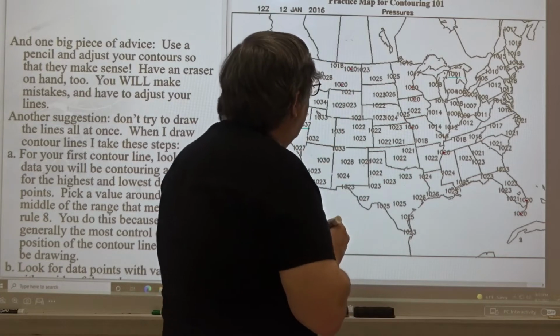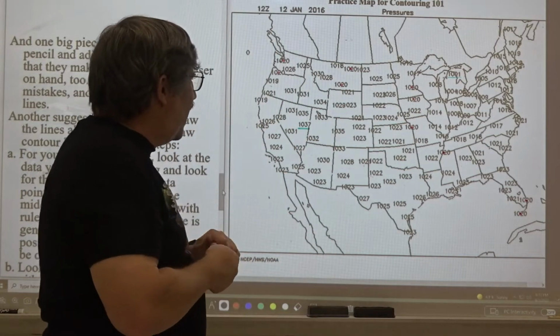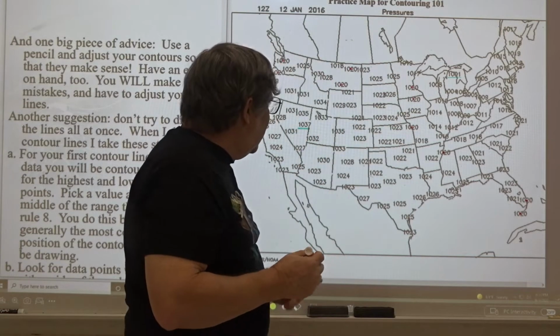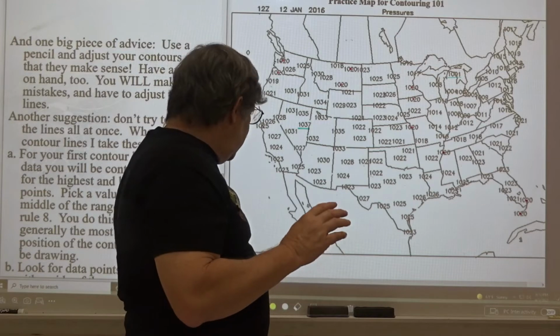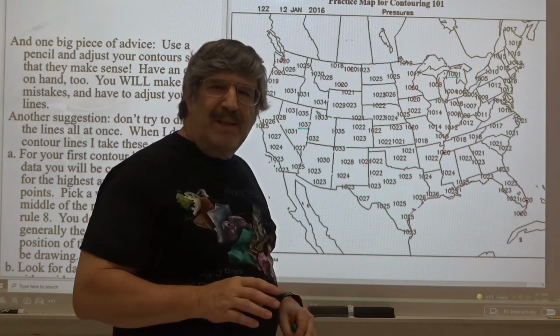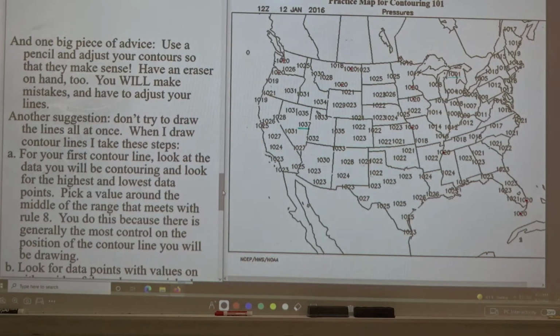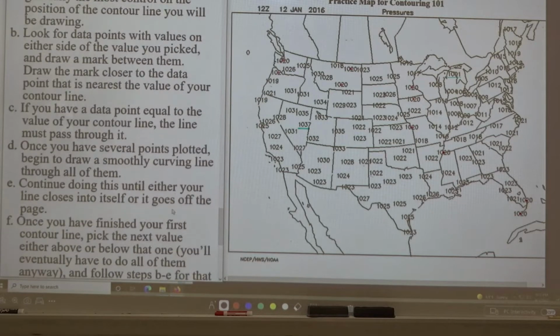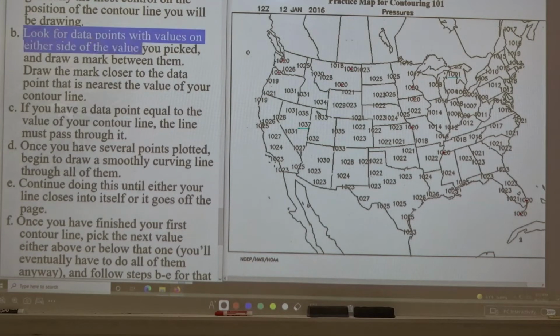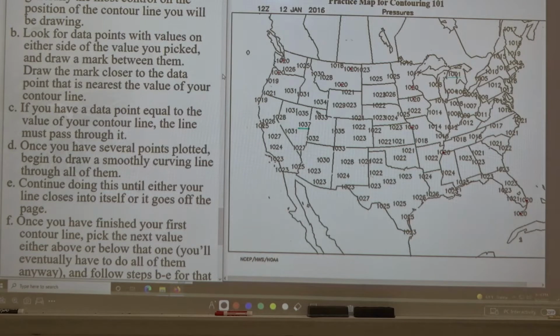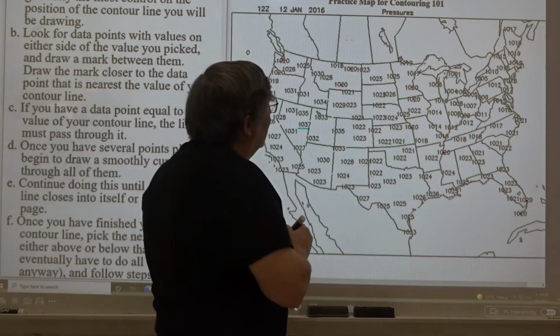So you might look at this and say, well, that's not an awful lot of lines. We know that there's something going on like that, but beyond that, what can we tell? Well, even though there aren't any other 1020s, there are values both above and below. Let me scroll this up a little bit. Look for data points that are on either side of the value you picked, and then draw a mark between them. I'm going to be switching back and forth between colors here.